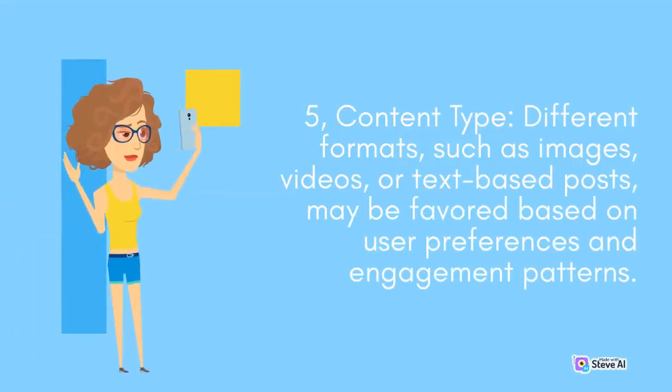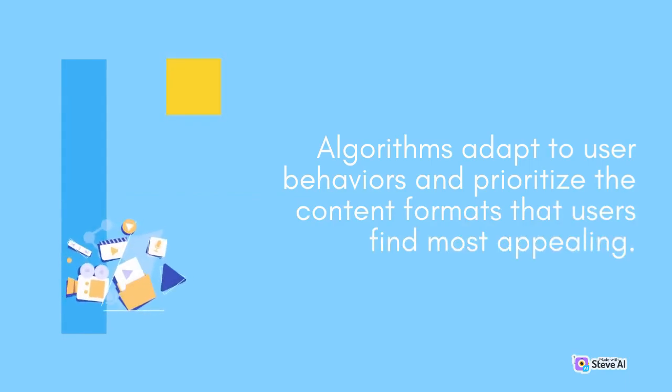5. Content type. Different formats, such as images, videos, or text-based posts, may be favored based on user preferences and engagement patterns. Algorithms adapt to user behaviors and prioritize the content formats that users find most appealing.